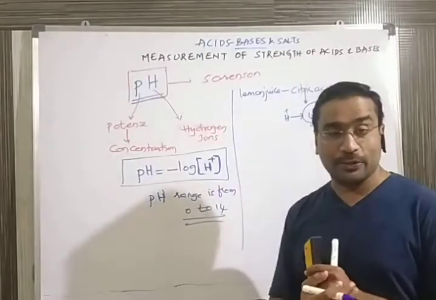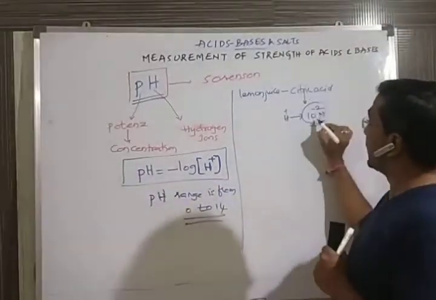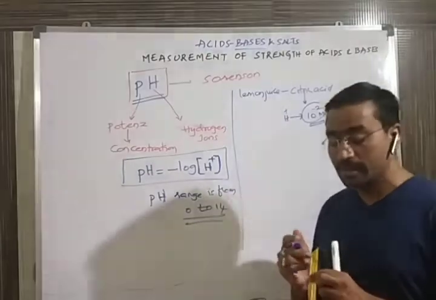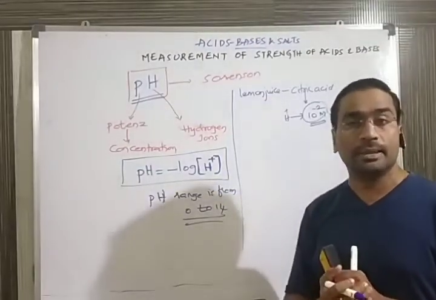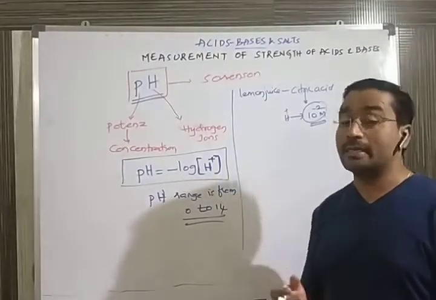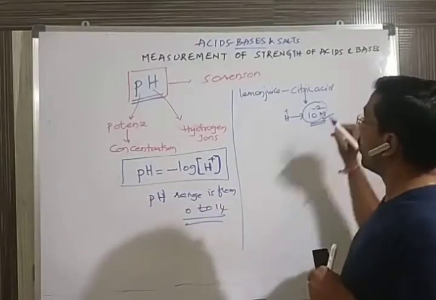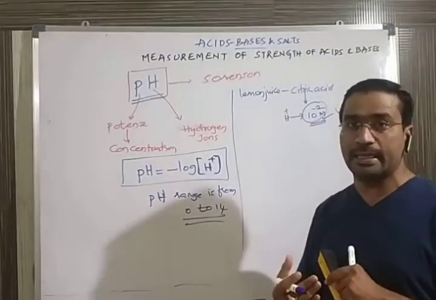You may ask me a question: sir, how do you know the citric acid concentration is 10 to the power of minus 2? In your higher education you learn these topics. What is concentration? How is concentration calculated? You know.